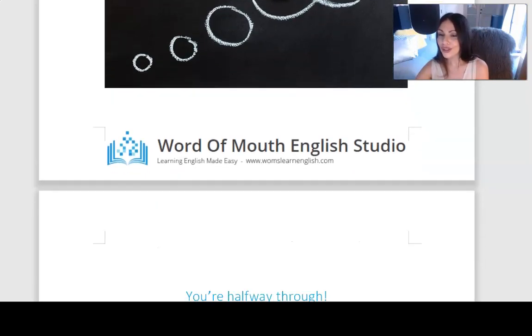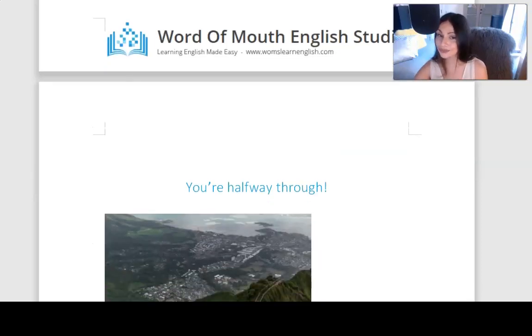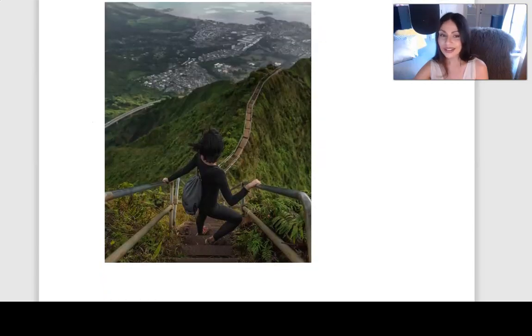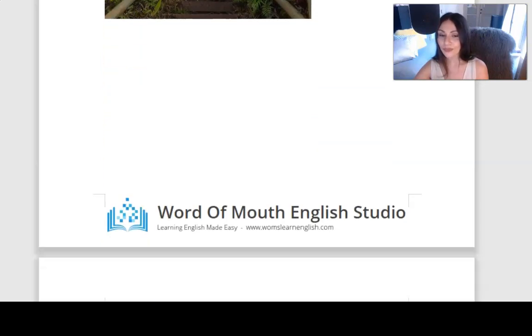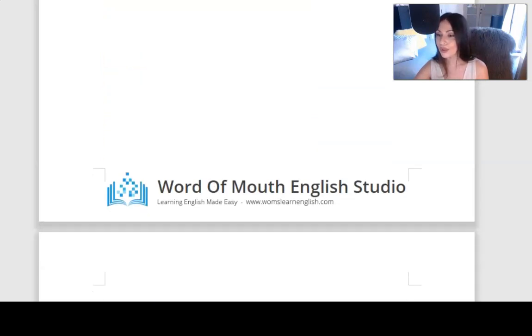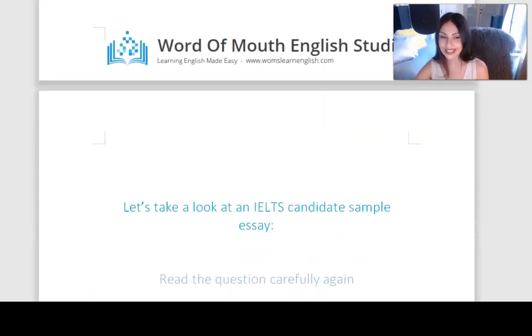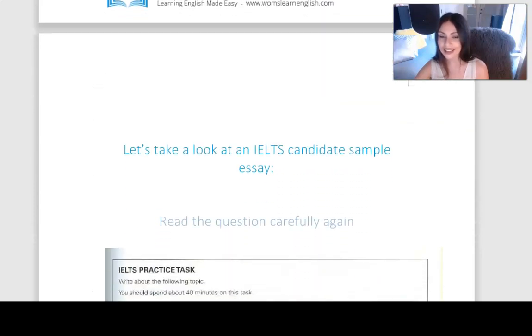And now what we're going to do is compare your own writing today to another IELTS candidate's writing, and we're going to look at this candidate's own answer and compare it to your own. Okay, so this is just a little reminder, guys, that we're almost there. You're halfway through, you've achieved some of the main basics in writing a solution essay here. And now we move on to the candidate's response. Let's take a look at a candidate's sample essay.